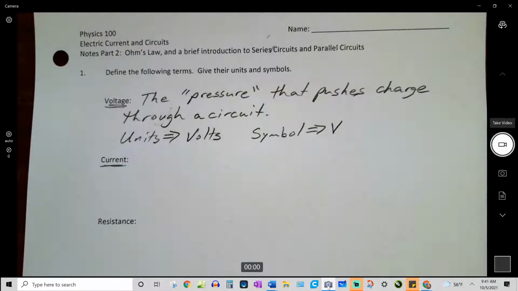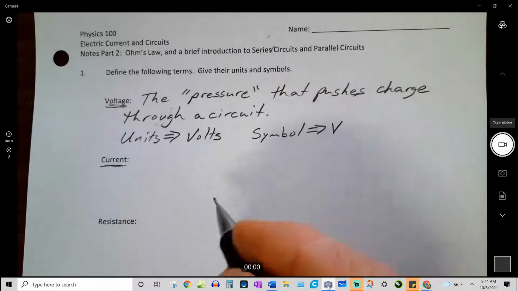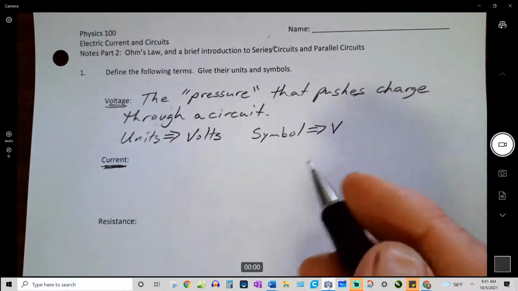So voltage is the pressure that pushes the charge through a circuit. Current is the amount of flow in an electric circuit.